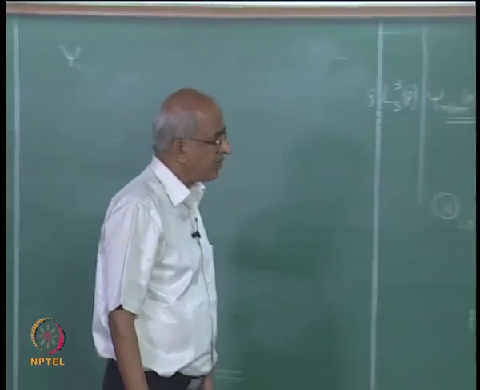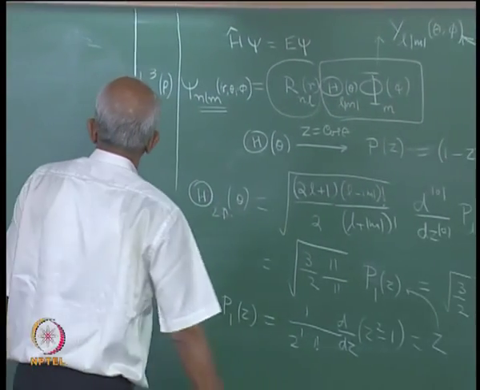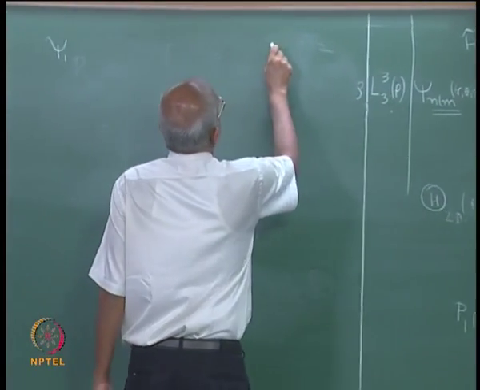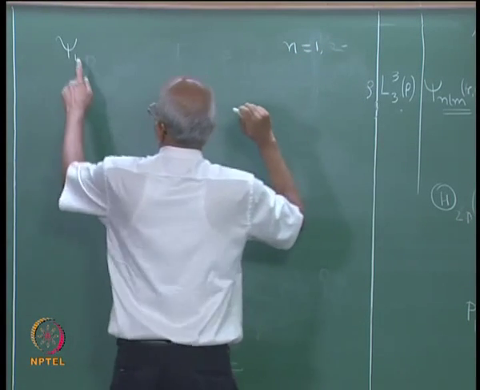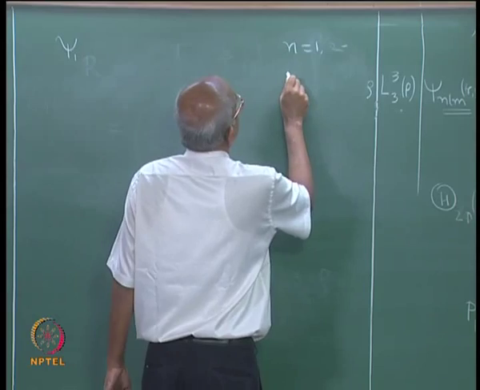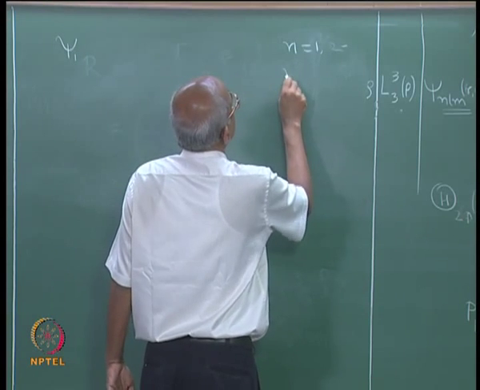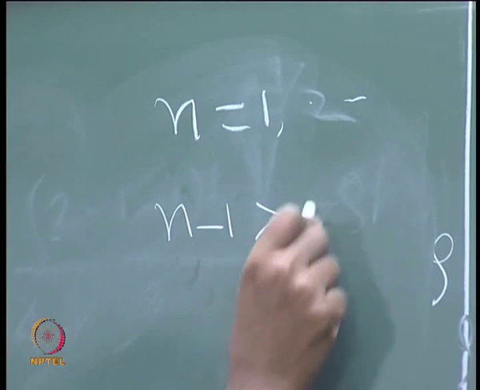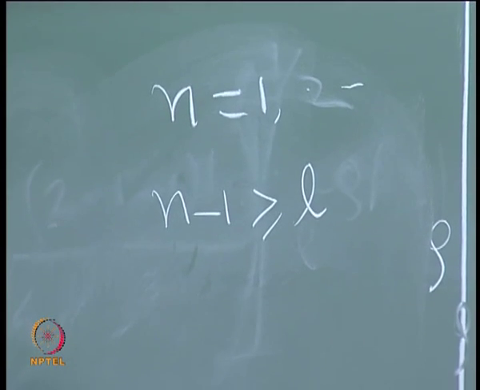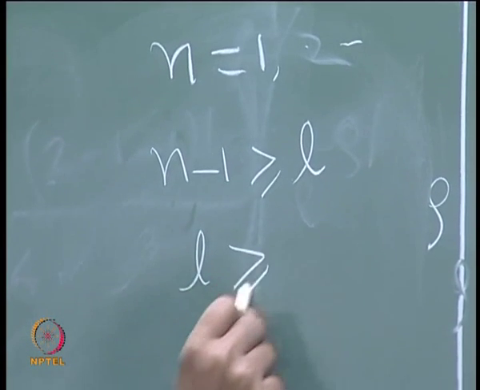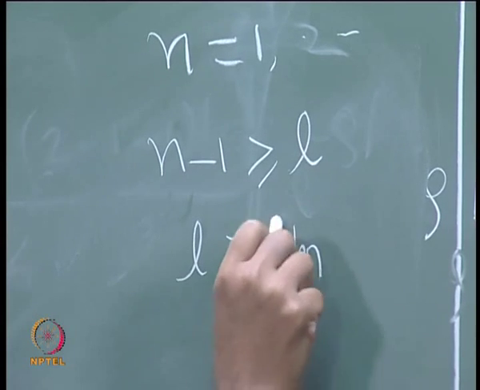and we had derived these conditions on the quantum numbers. Whatever the conditions, n has to be an integer greater than or equal to 1. So, we have taken 1, L. n minus 1 has to be greater than or equal to L. This is another condition that we have derived, and the third condition was that L has to be greater than or equal to magnitude of m.